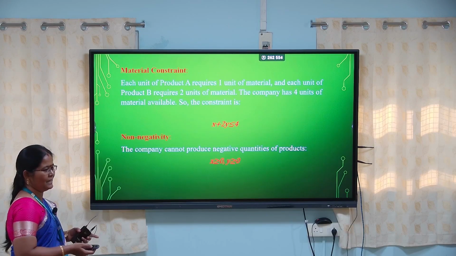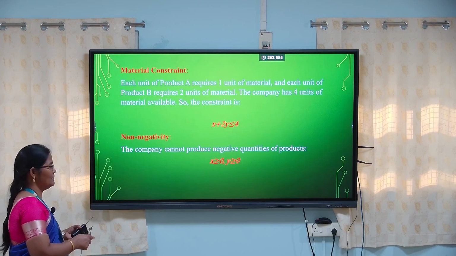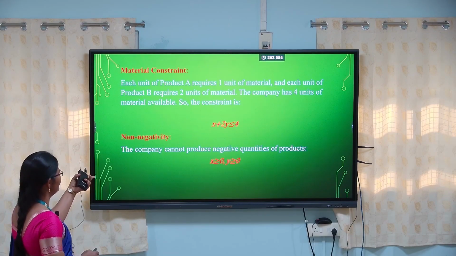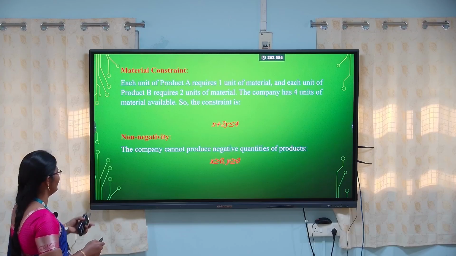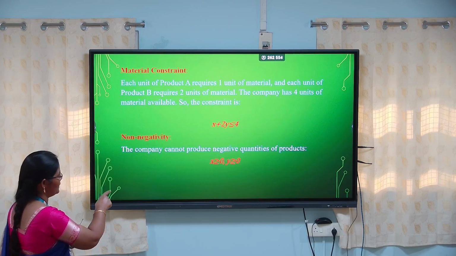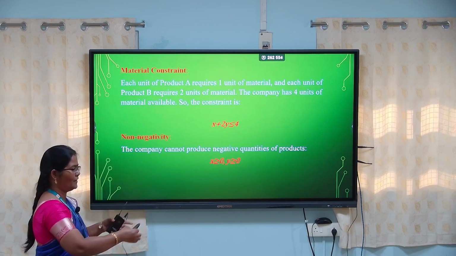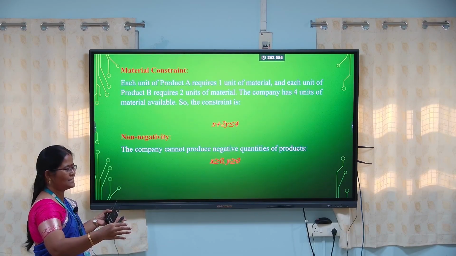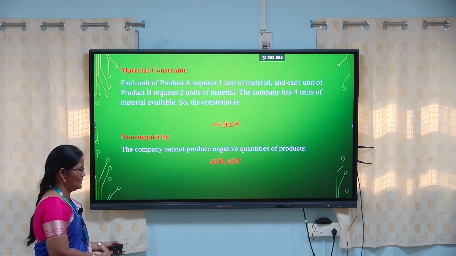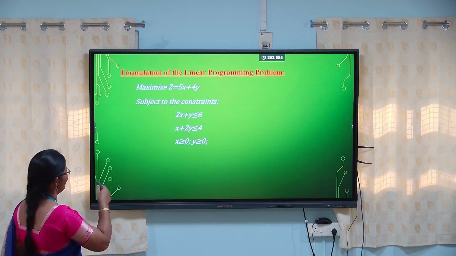Always in the linear programming problem, we assume that the decision variables are greater than or equal to 0. Here also, the variables x and y are greater than or equal to 0, because the number of units produced for product B and product A is always positive. It never comes under negative quantity or 0, right? So the entire problem looks like that.